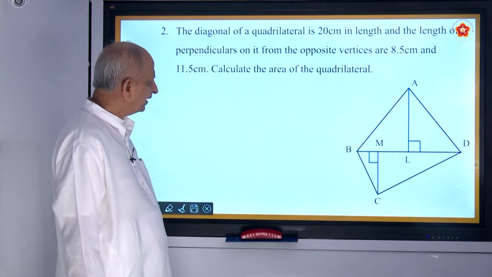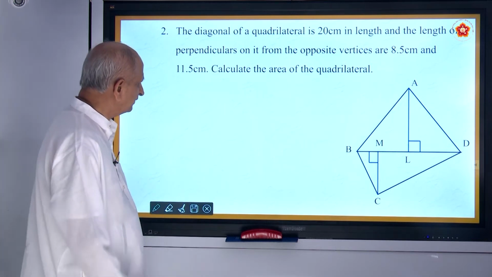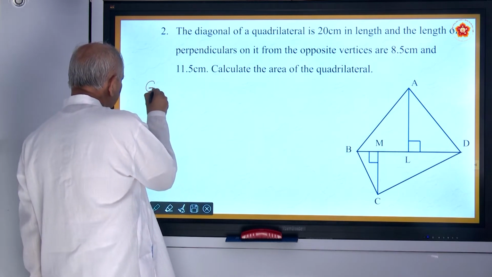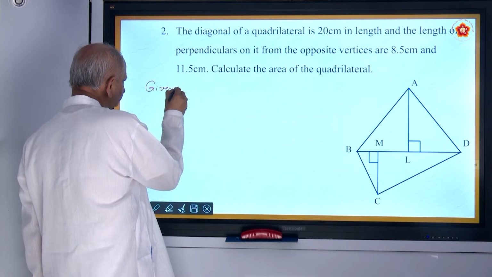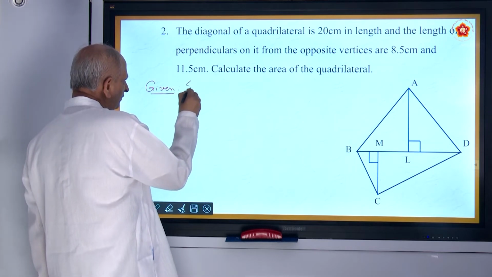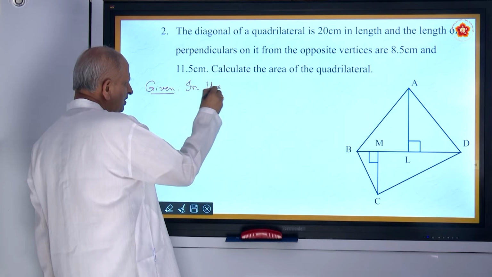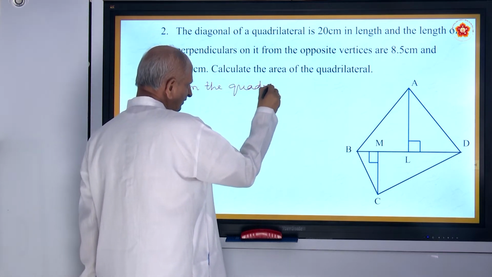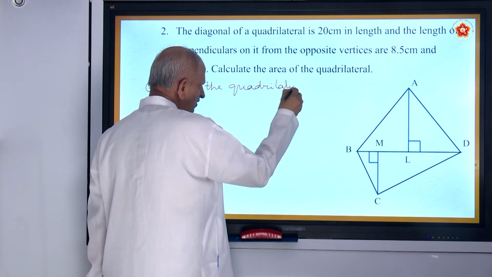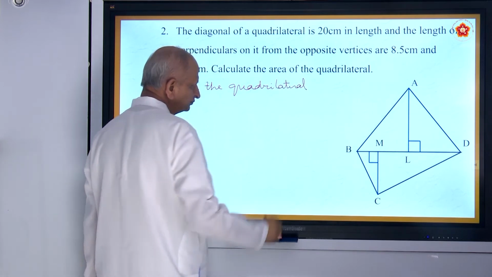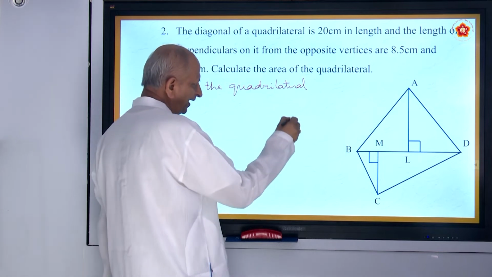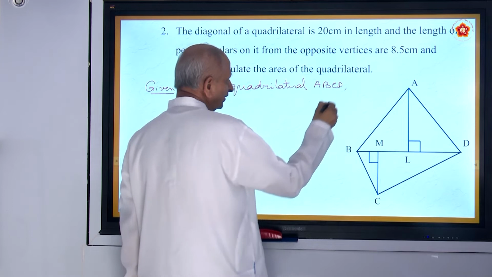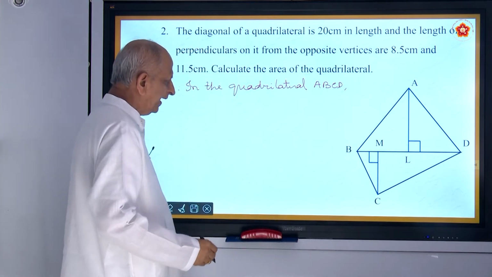Any other problem? Yes, one more is there. The diagonal of a quadrilateral is 20 centimeters. So, what is given? In the quadrilateral, what is the name of the quadrilateral? ABCD, correct? You are given that diagonal BD.